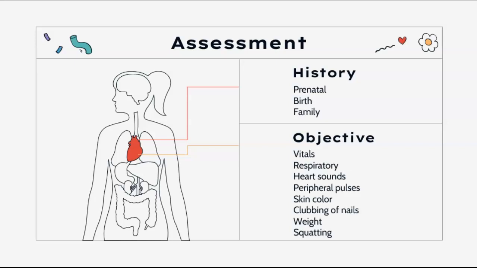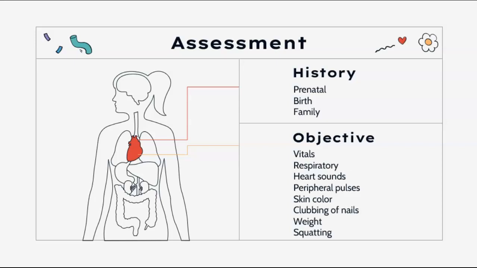Objectively, you'll check vital signs, heart rate, blood pressure, respiratory rate. Do a respiratory assessment, look for grunting, nasal flaring, or retractions. Listen to heart sounds, check peripheral pulses, look at skin color, especially looking for cyanosis, check for clubbing of the nails, and check the weight of the patient.